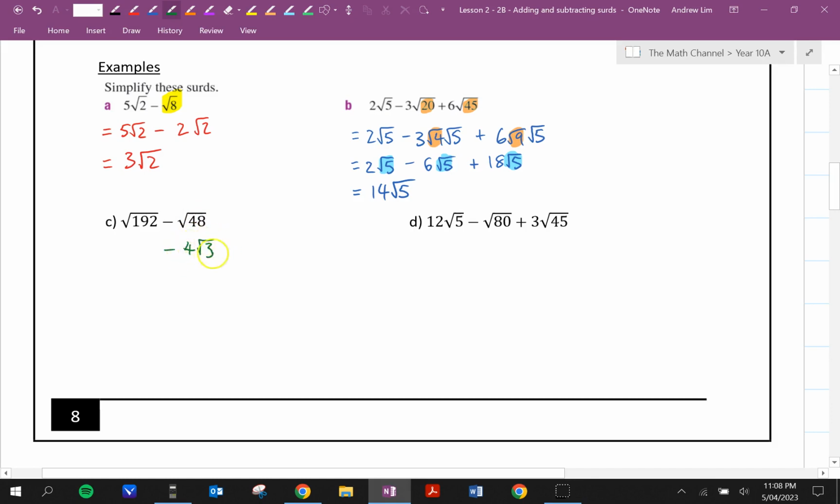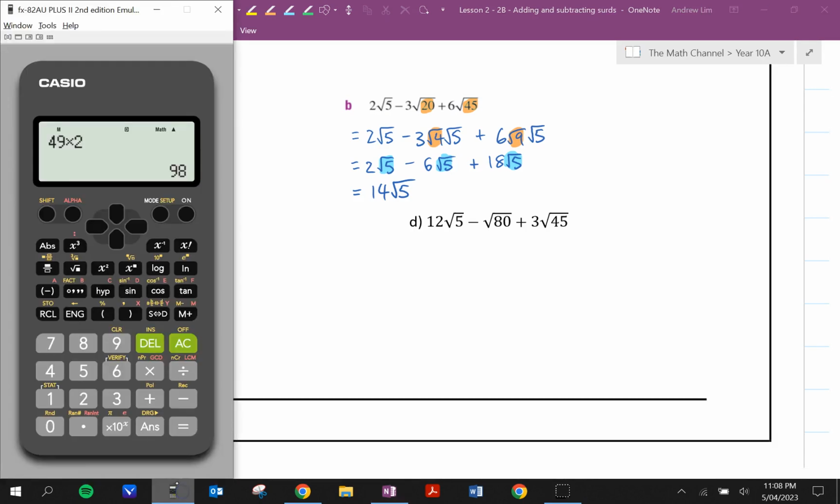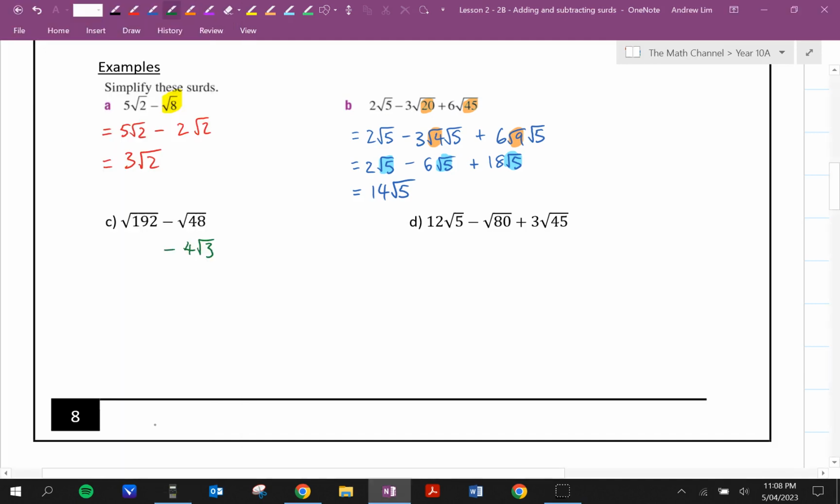Because this one's 3, and I've got 192, I'm just going to use my calculator and see if I can divide 192 by 3. I can, I get 64, which is a square number, which is perfect. I can square root 64, and the square root of 64 is 8. So we've got 8 root 3. And now we can see, perfect. These are like terms. 8x minus 4x is 4x. It's just root 3 is not x.